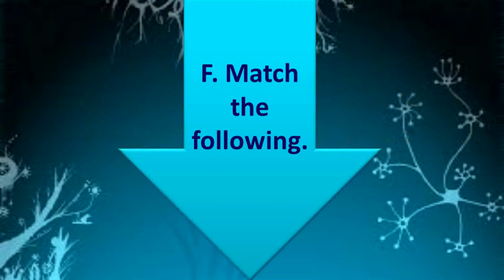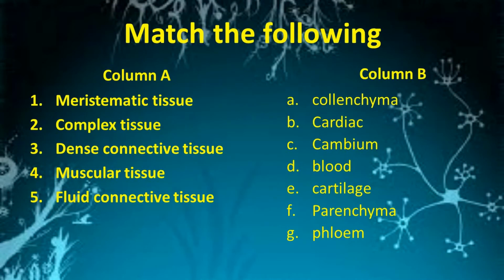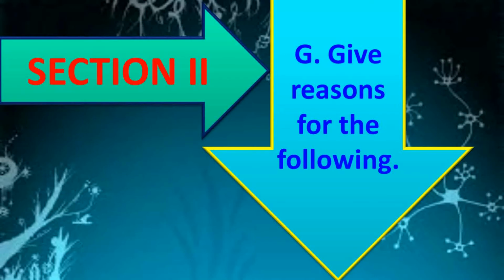Next question. Match the following. Meristematic tissue, cambium. Complex tissue, phloem. Dense connective tissue, cartilage. Muscular tissue, cardiac. Fluid connective tissue, blood. Next question. Section 2. Give reasons for the following.